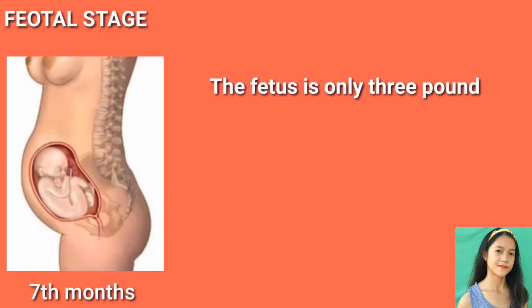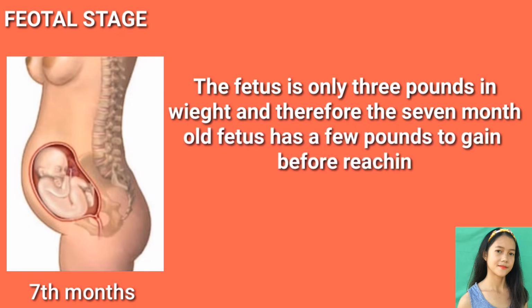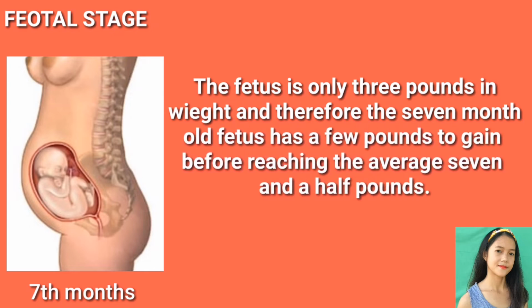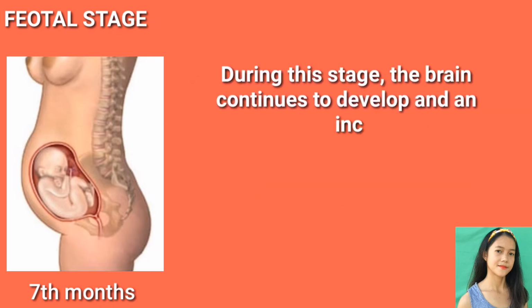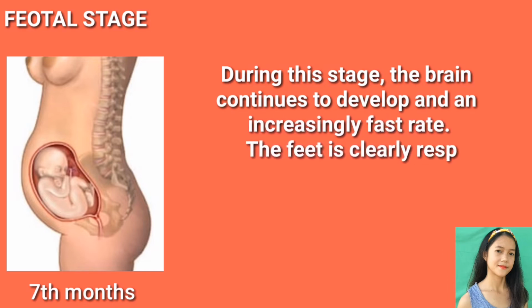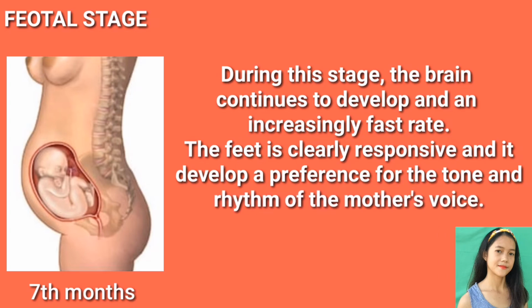During the 7th month, the fetus is only 3 pounds in weight, and therefore, the 7-month-old fetus has a few pounds to gain before reaching the average 7.5 pounds. During this stage, the brain continues to develop at an increasingly fast rate. By 7 months, the fetus is clearly responsive and it develops a preference for the tone and the rhythm of the mother's voice.